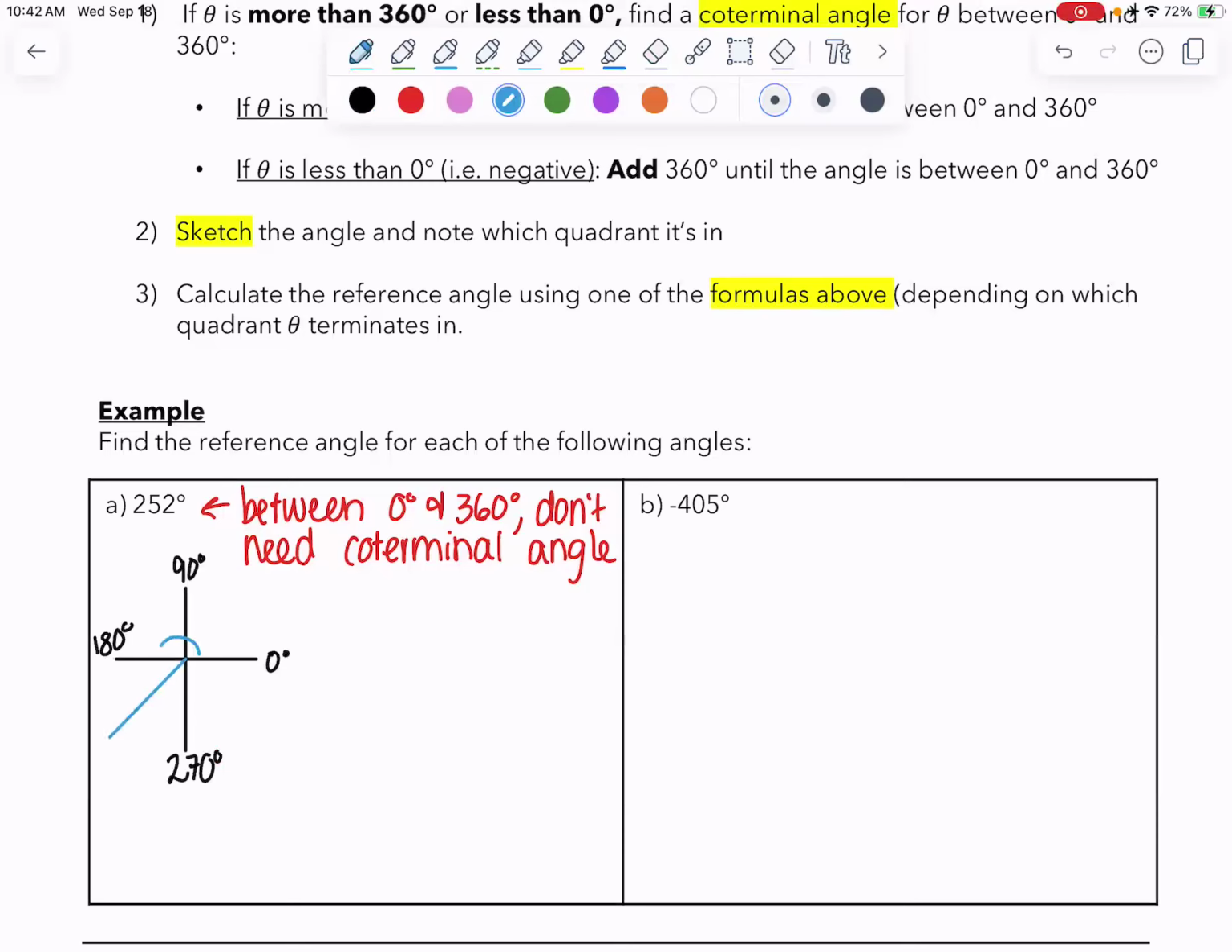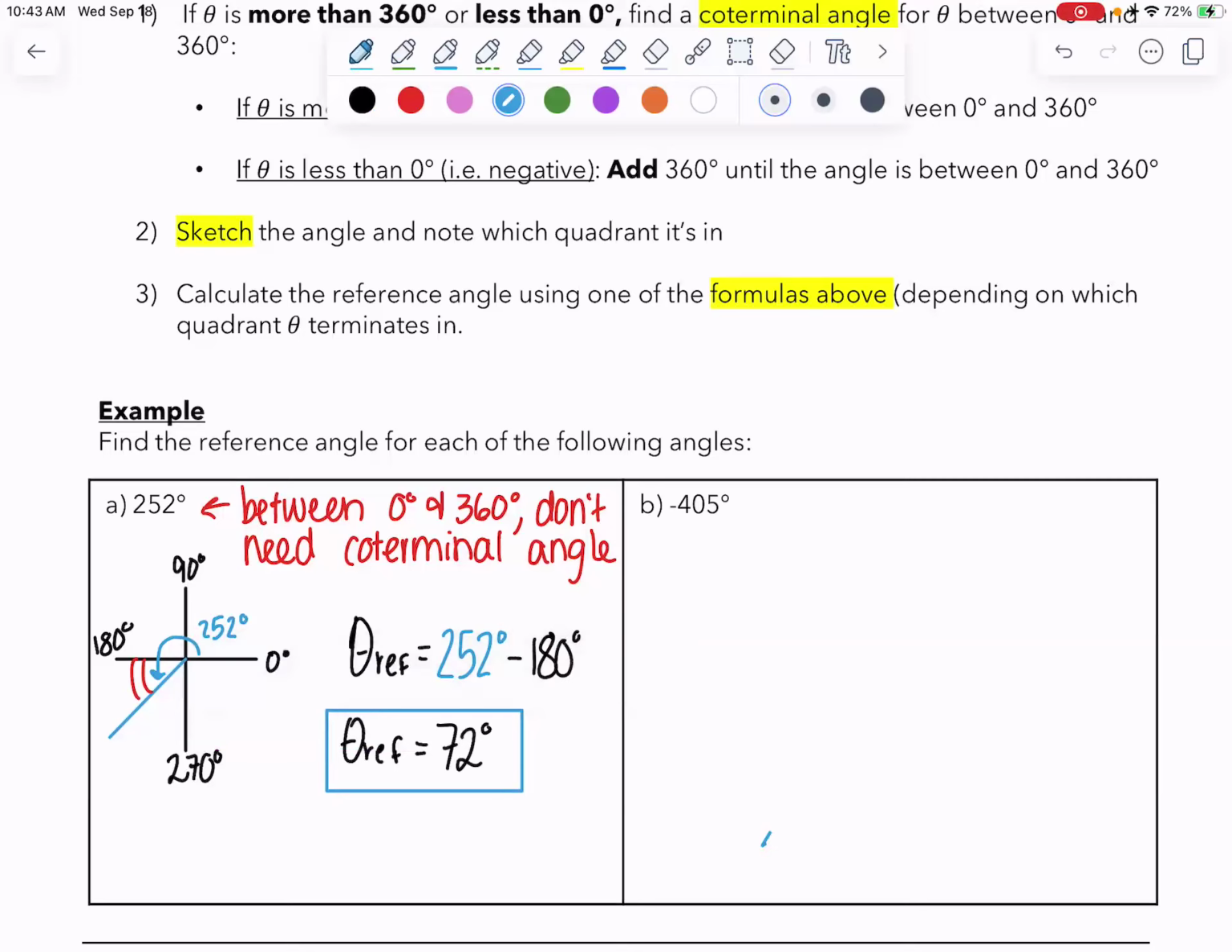So this is 252 degrees. The reference angle is going to be right here. So that one is going to be 252 minus 180 for the reference angle. 252 degrees minus 180 degrees. And that gives us a reference angle of 72 degrees. Not so bad.